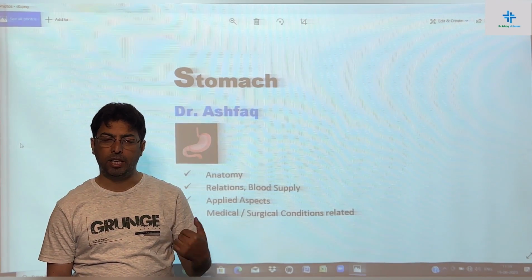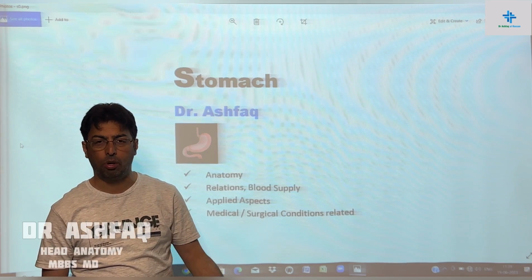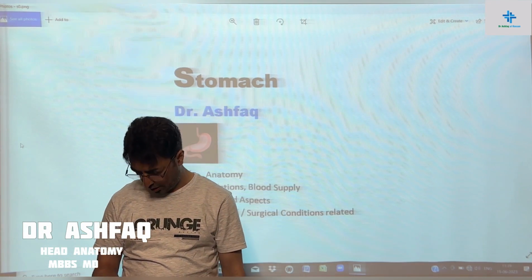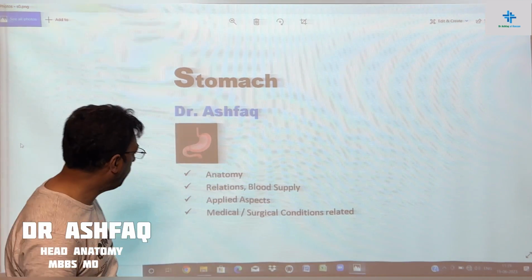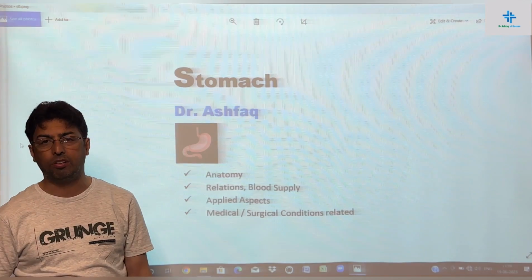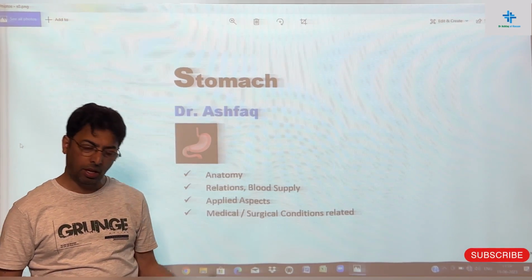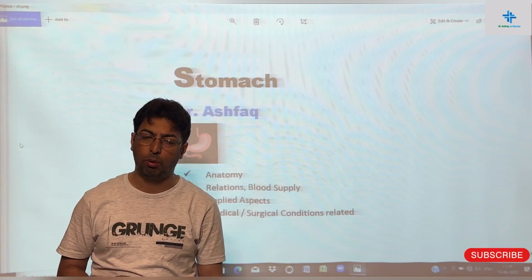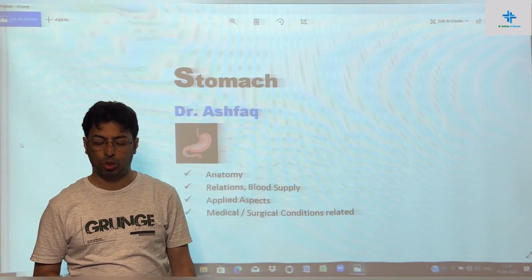Today we would be taking up a topic, and that would be an important intra-abdominal organ, and we would be discussing stomach today. As far as the stomach is concerned, we will be dealing with the surgical anatomy of the stomach. We will be dealing with the relations and the blood supply of the stomach, all the other associated applied aspects and the medical and important surgical conditions related to the stomach.